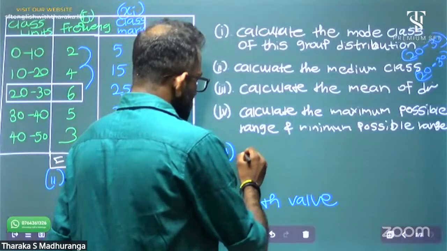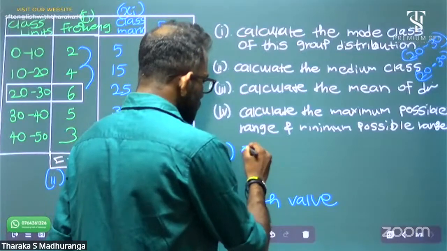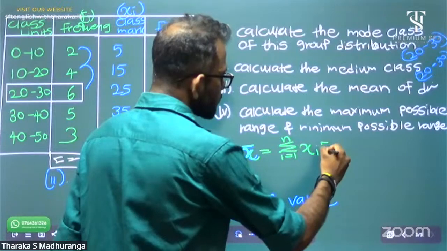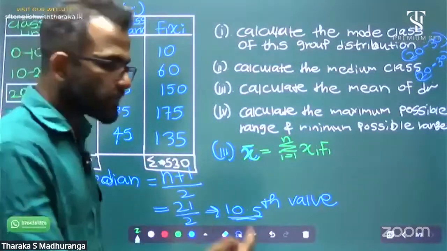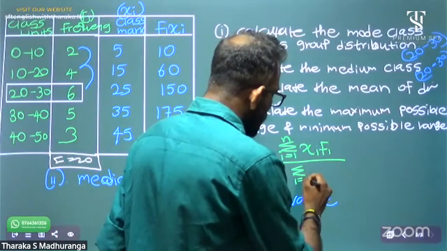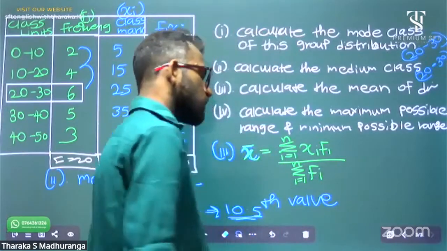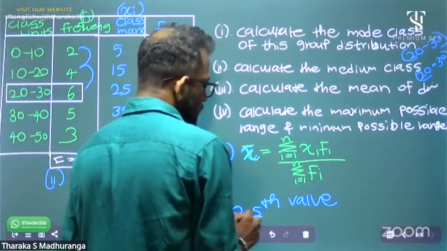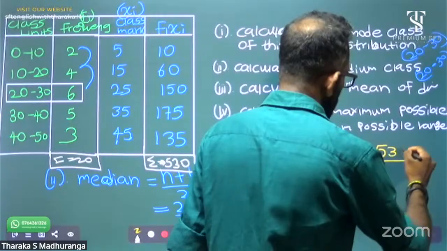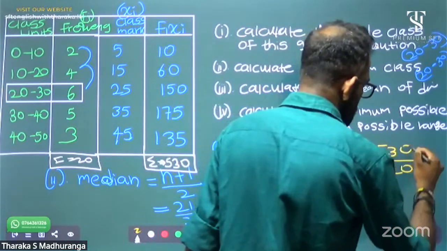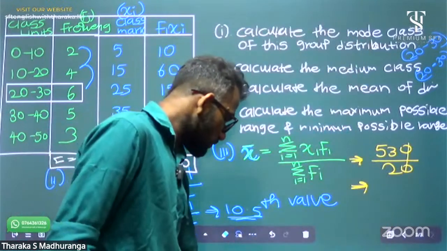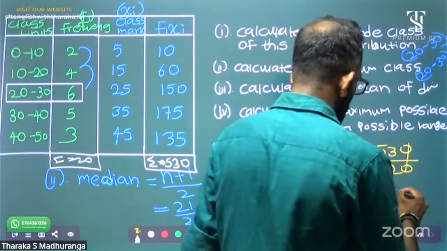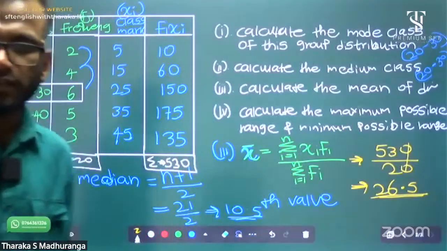Third one answer, mean equal x bar equal sigma. This is the equation now: sigma i equal 1 to n x i f i or f i x i, both same, divided by sigma i equal 1 to n f i. Now 530 divided by 20, 53 divided by 2, 26.5. This is the mean of this group frequency distribution.